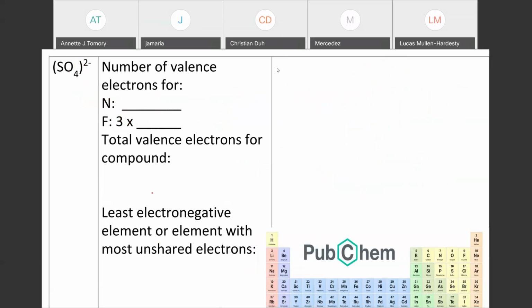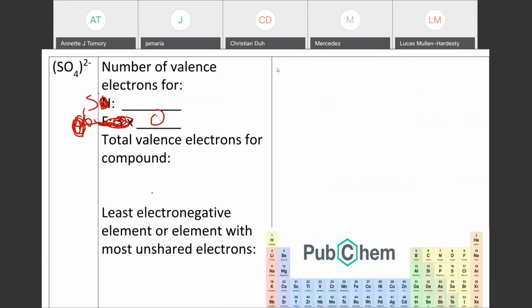Okay. So when we're looking at this one, I noticed on your worksheet, I told you to do sulfate as a Lewis dot structure, then I turned around and told you to do it as a resonance. So I'm going to do it as a Lewis dot structure first, and then carry this over to the resonance portion. Sound like a plan?